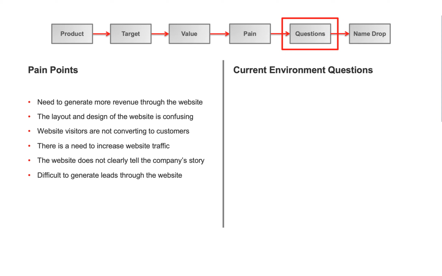If you sell cars, these would be the questions of, what are you driving today? What year is it? How is it running? At what interval do you usually buy cars? How often do you buy cars? So those are current environment questions. For every product that's sold, there could be a unique set of current environment questions. Here are some for this demo.